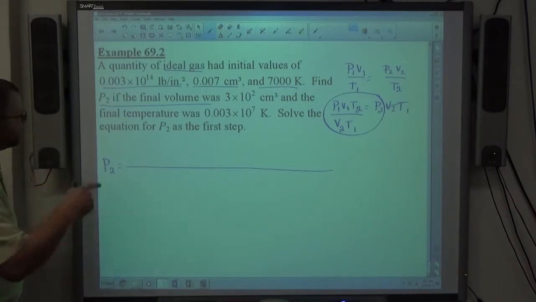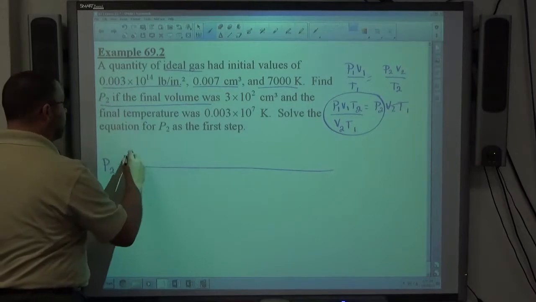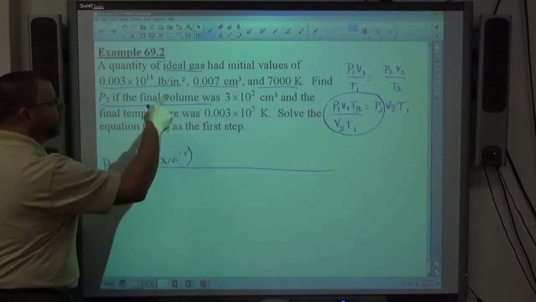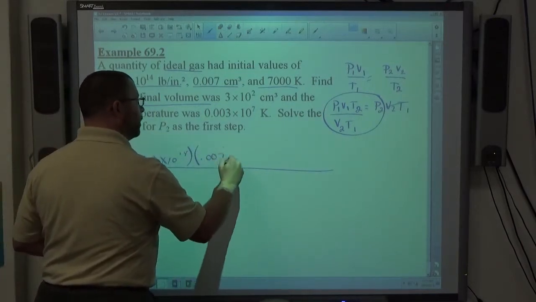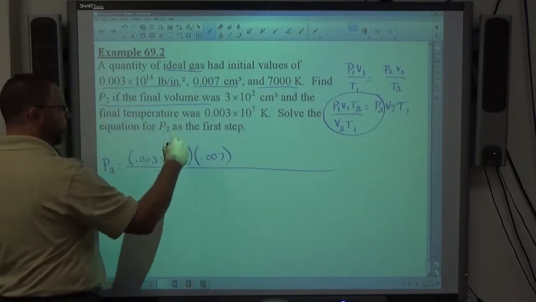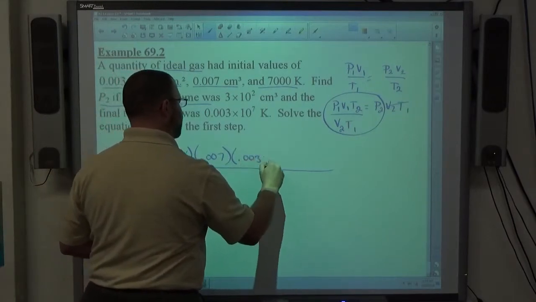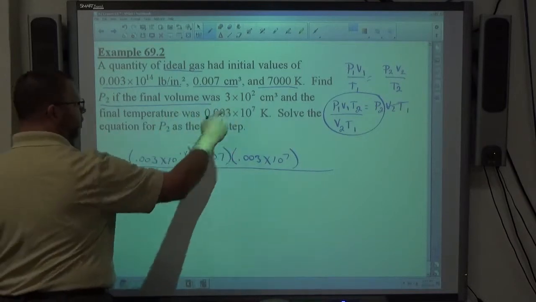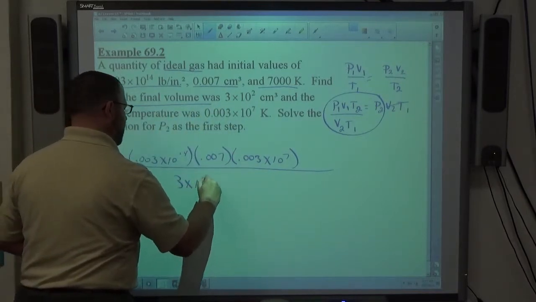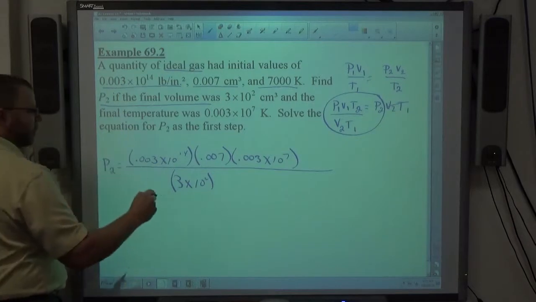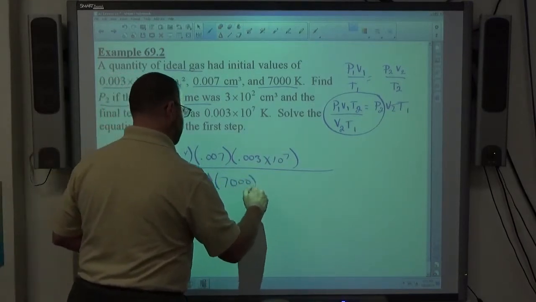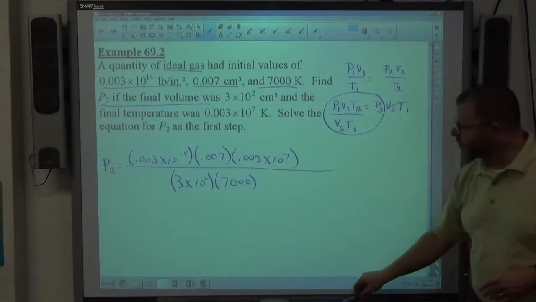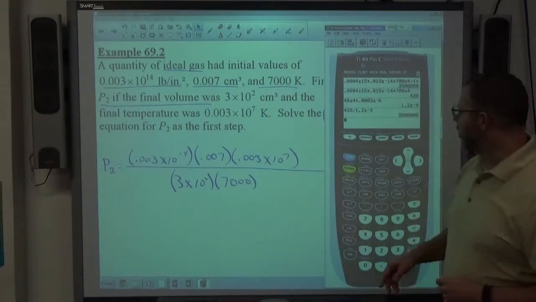So anyway, P sub 1 is 0.003 times 10 to the 14th. V sub 1 is 0.007. T sub 2 is 0.003 times 10 to the 7th kelvins. V sub 2, the final volume, was 3 times 10 squared. And the initial temperature is 7,000 kelvins. So just like that, we can get all of our numbers in there. And then it's just a matter of, again, using our calculator.